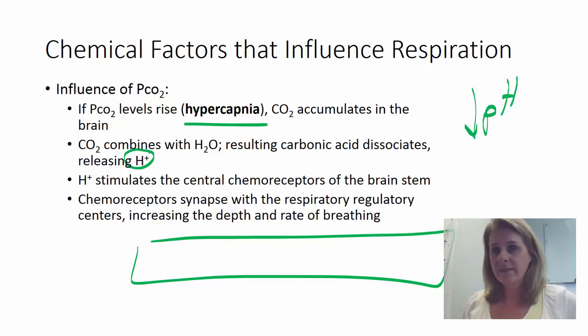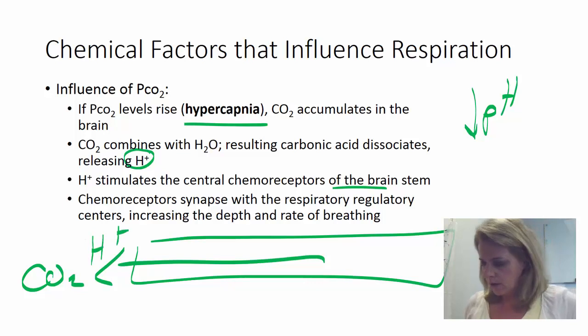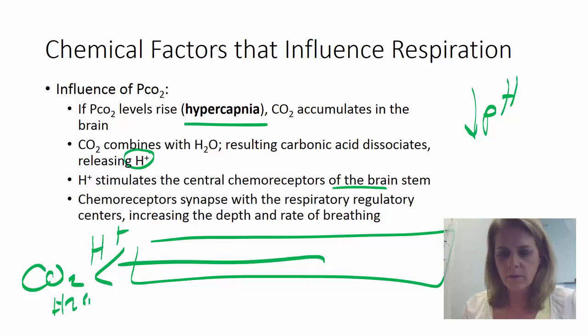And so that's going to be picked up by chemoreceptors in the brainstem, in that DRG. So these chemoreceptors are going to then tell the respiratory centers, the VRG, that we need to breathe faster, and deeper, and get rid of that CO2 so that we can drive the equation back that way, blow the CO2 out, and take the hydrogen with it in the form of water.